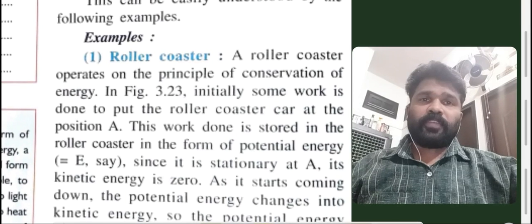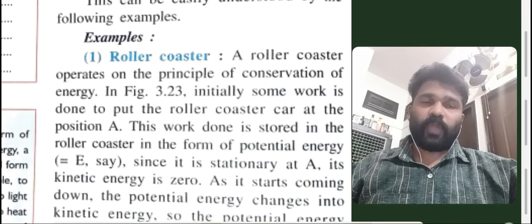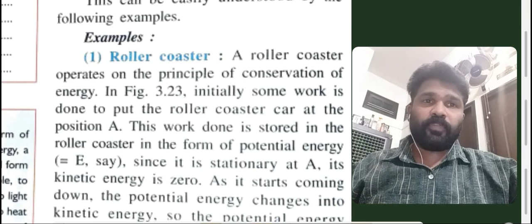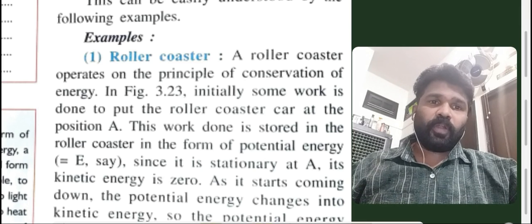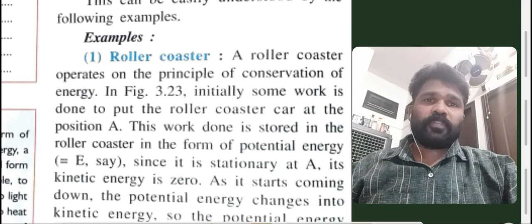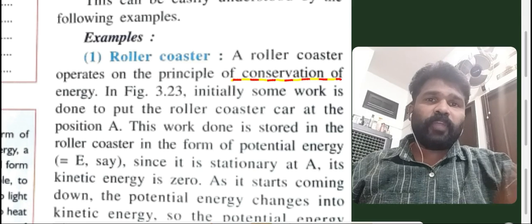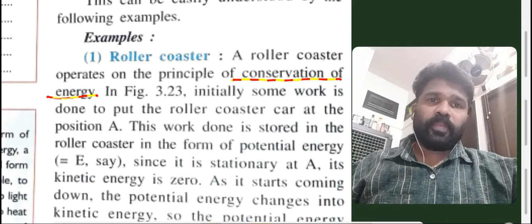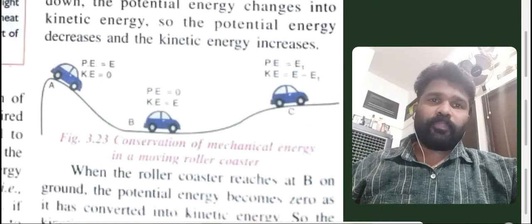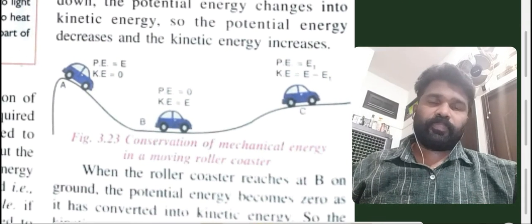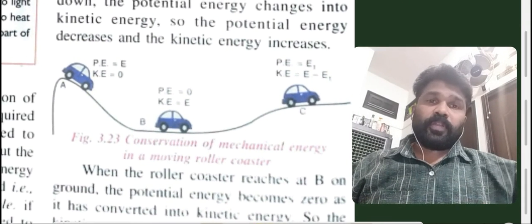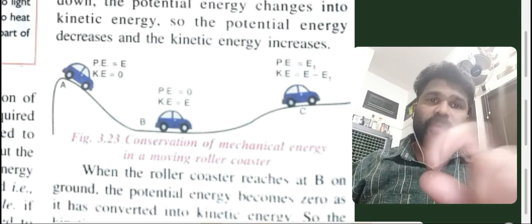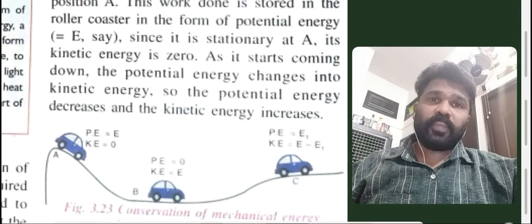First, we can discuss an example, the roller coaster. A roller coaster operates on the principle of conservation of energy. Here is one diagram, figure 3.23. Just observe it. We can see the movement of a car here.